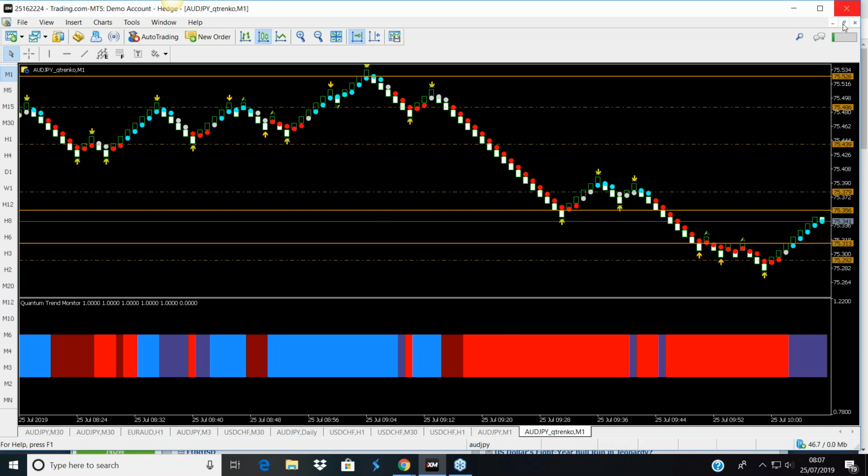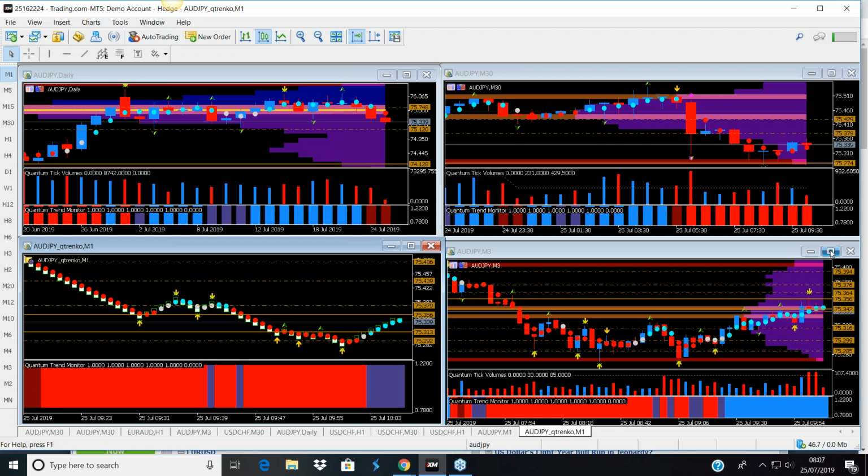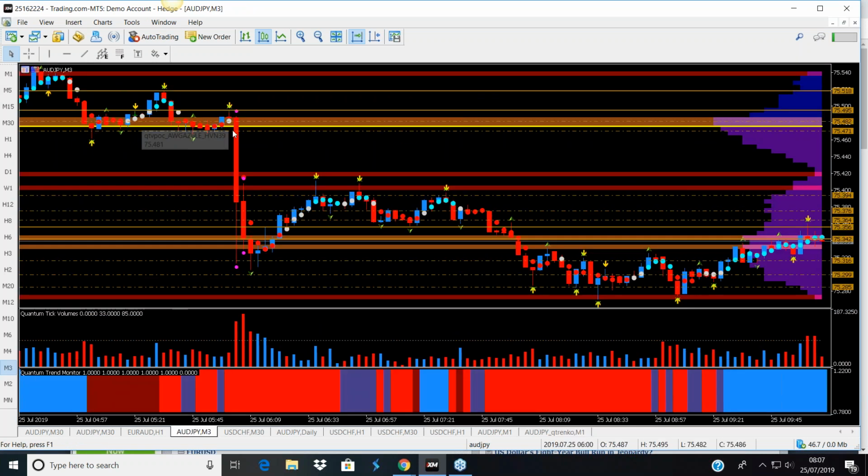It hasn't changed to bright blue quite yet. It may not do. It may simply be a little bit of a fake move, and the down move may continue lower. What does the 3-minute chart tell me? This is the move away.